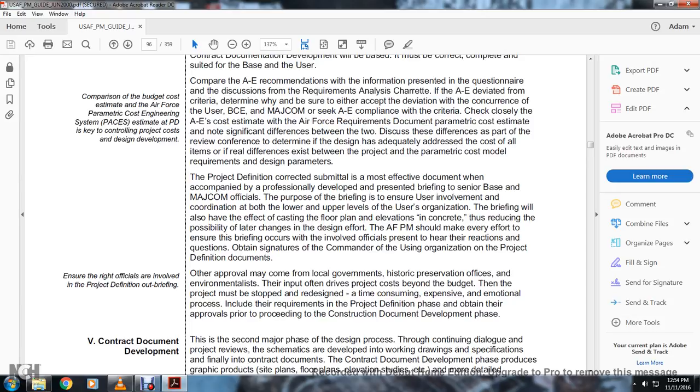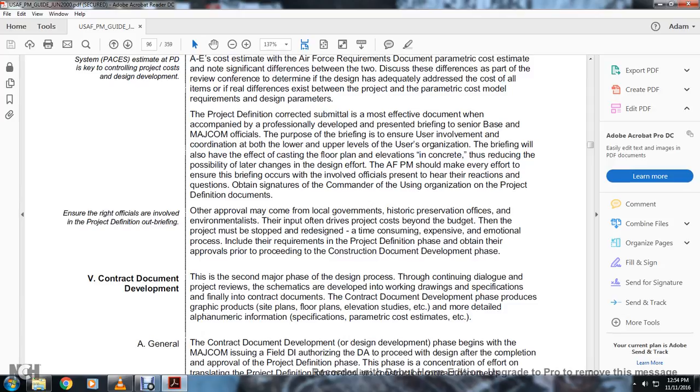The project definition submittal, with the most effective documentation from the architect-engineer's professional development, is presented briefly to the senior base and MAJCOM officials. The purpose of the briefing is to ensure the user is involved and coordinated with the lower and upper levels of the user organization. The briefing also helps set in concrete the floor plan and elevation, which reduces the possibility of later design changes. Air Force program management should make every effort to ensure the briefing occurs with the individual officials present. The reaction to the questionnaire is obtained with the signature of the commander using the organization's project definition documentation. Ensure the right officials are involved in the project definition outbriefing.